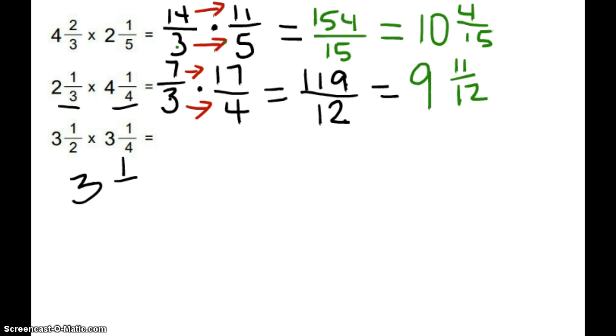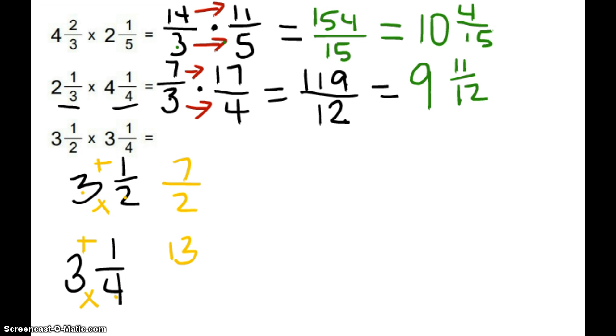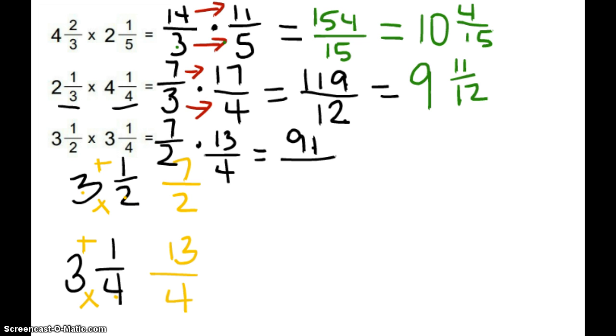All right, so now we have 3 1/2. Oops. And 3 1/4. So 2 times 3 is 6, plus 1 is 7, keep the 2. 4 times 3 is 12, plus 1 is 13, keep the 4. So now we have 7/2 times 13/4. So 7 times 13 is 91. 2 times 4 is 8, so we have 91/8.